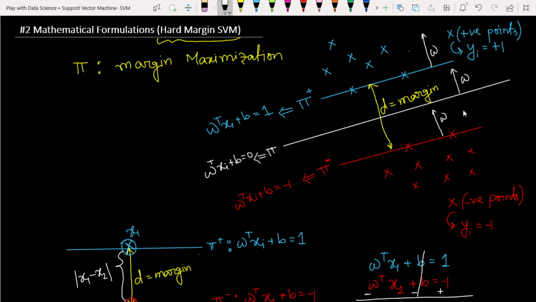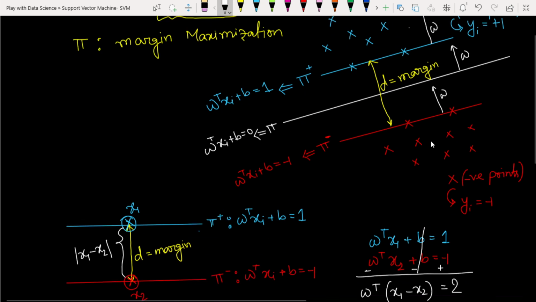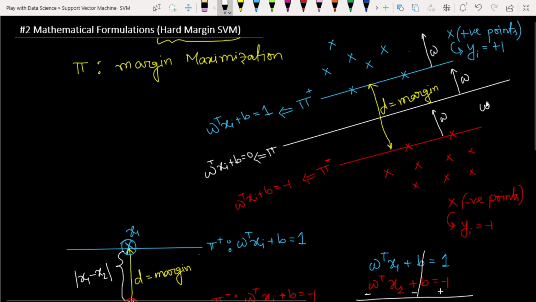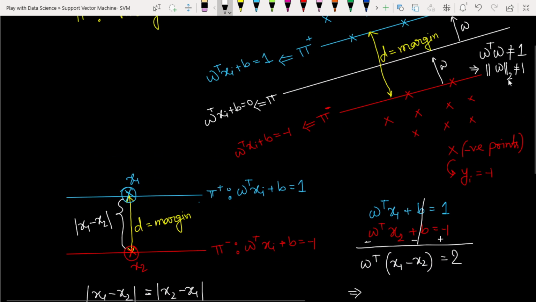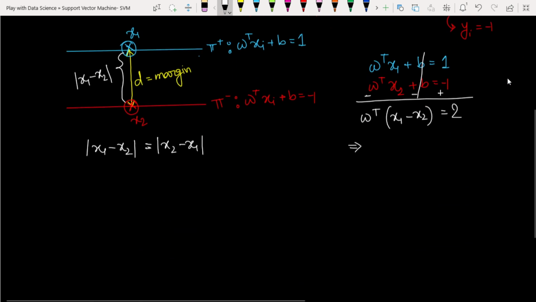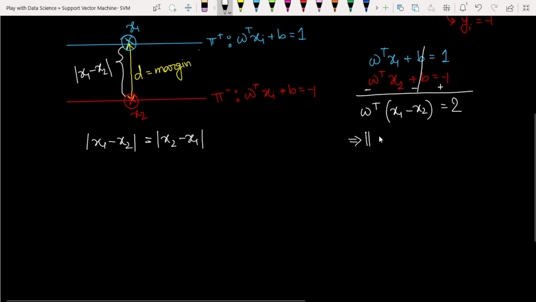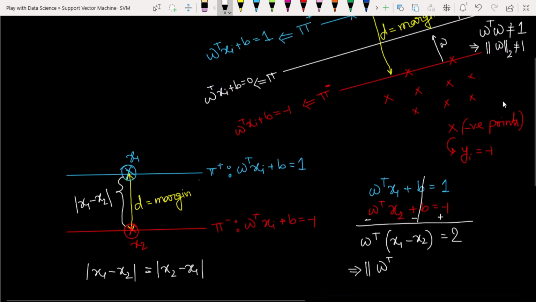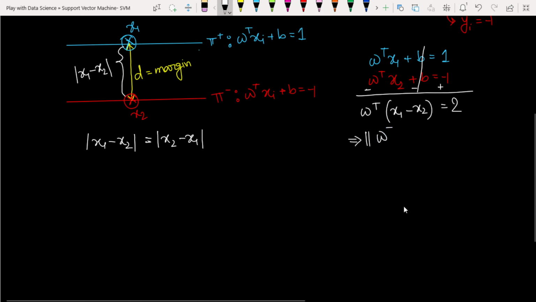Since it is not a unit vector, we cannot say w transpose w equals 1, that is, if we take the L2 norm of w, it is not equal to 1. I have denoted the L2 norm here. So if we take the norm of w, what is the norm of w transpose times x1 minus x2? It is the simple definition.